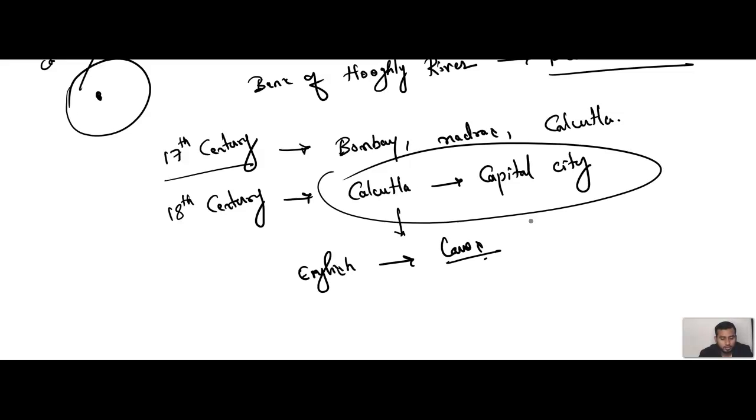What did the English implement by the later part of 18th century? They made their own civil and criminal procedure codes in the areas that were under their control. Right, children? Did you understand?